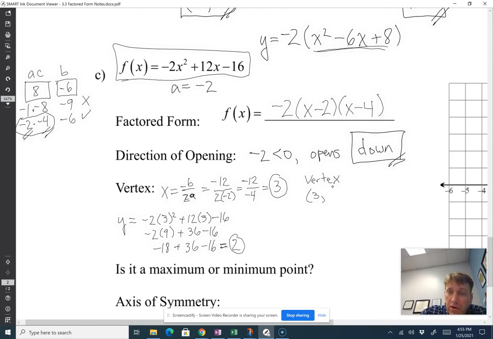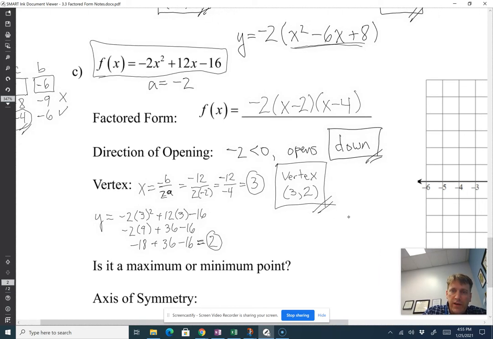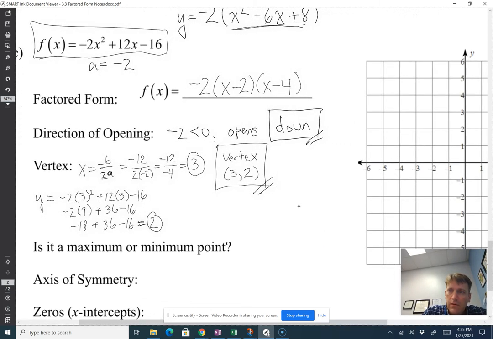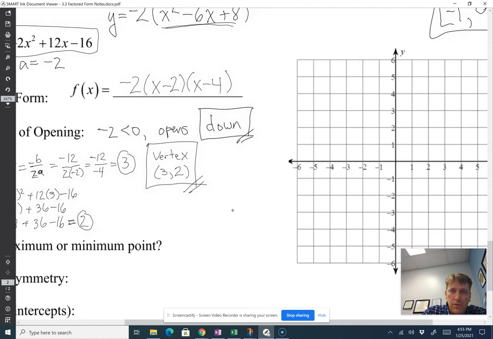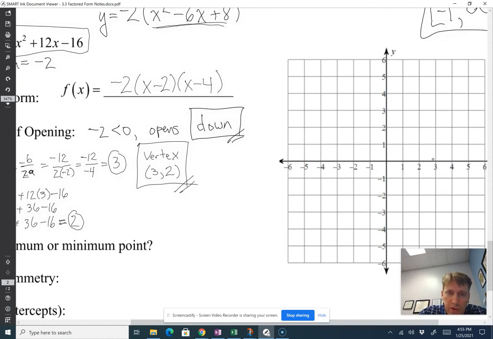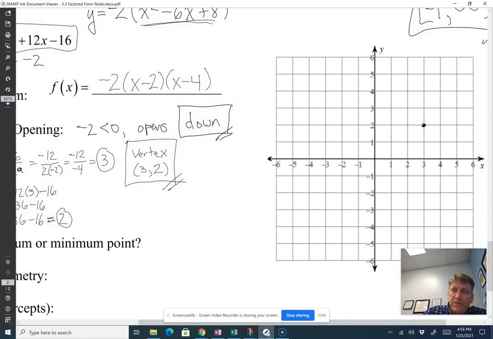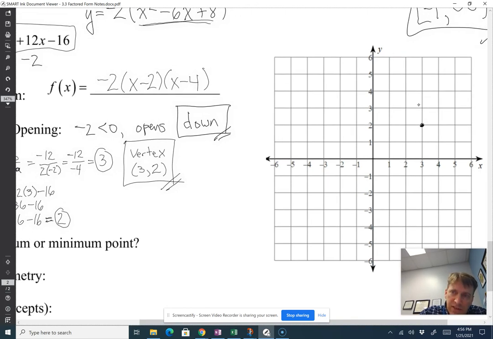And so the y-coordinate of our vertex is 2. Let's go ahead and put that in here. So 3 comma 2, we go over 3 in x and up to 2 in y. And that gives us our vertex. It opens down, so I'm going to put it up above it just to label it. This is the point 3 comma 2.